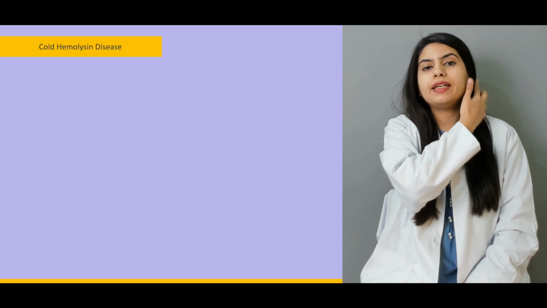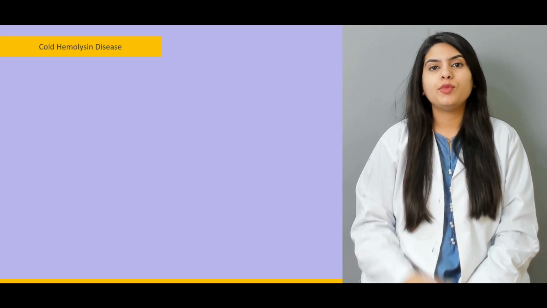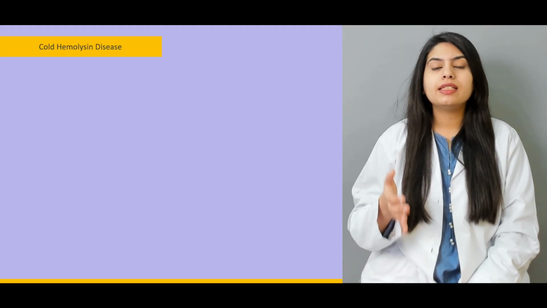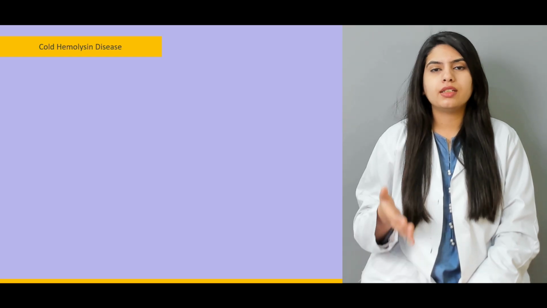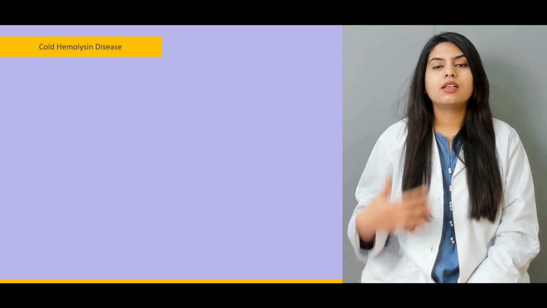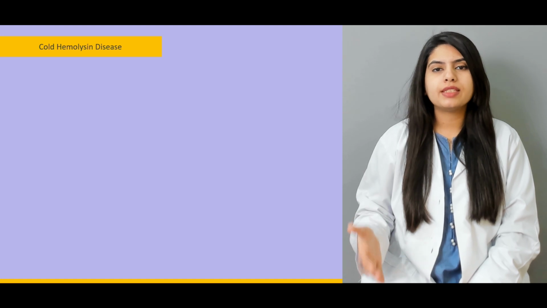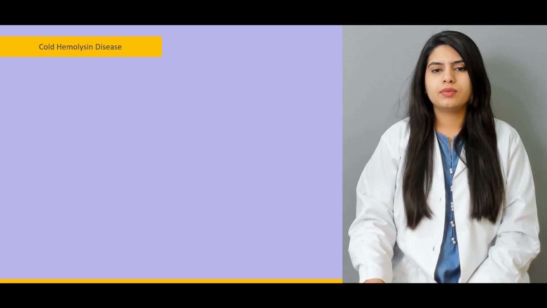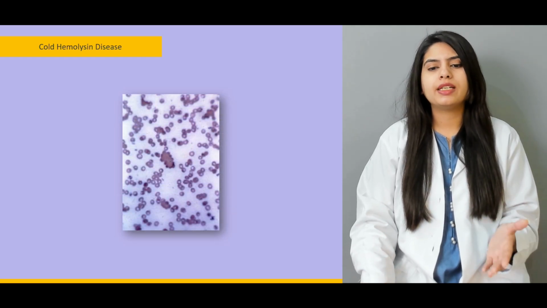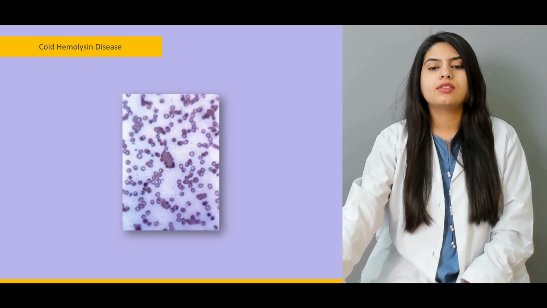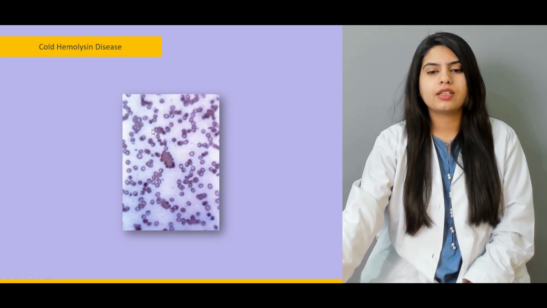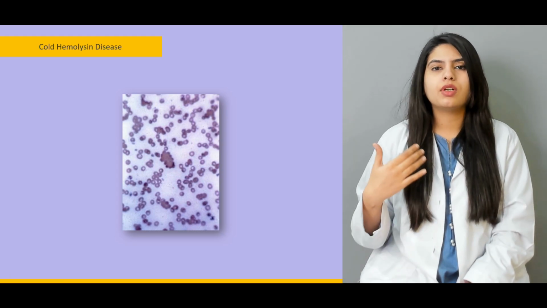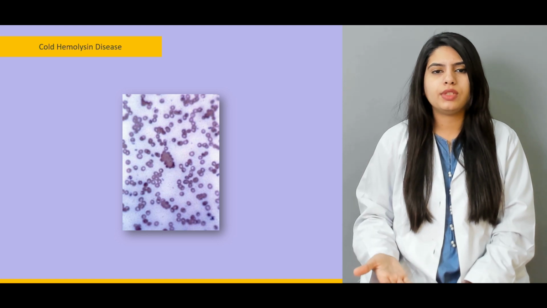Moving on to another type of autoimmune or immune-mediated hemolytic anemia, the cold hemolysin disease. In this kind of hemolytic disease, there is also production of antibodies at the lower temperature, just like it was in cold autoimmune hemolytic anemia, and there is also the agglutination reaction that takes place here, but obviously the cause is different from the previous type of anemia.